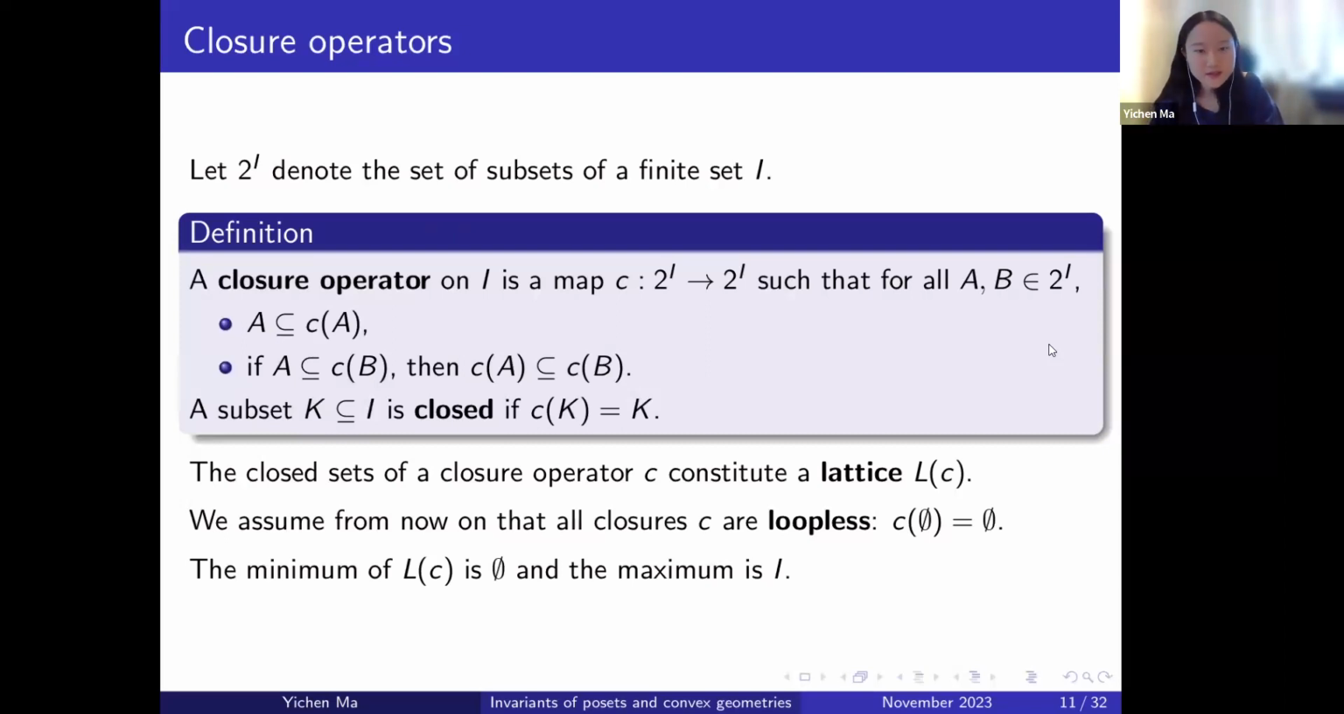So a nice thing about a closure operator is that the closed sets of a closure operator constitute a lattice. And for the purpose of our talk, we assume all the closures are loopless, which means the closure of the empty set is just the empty set. So we have a little information about the lattice. We know the minimal element is the empty set and the maximum element is I. So in general, we don't know what happens on the lattice, but in the setting of some well-known closure operators, for example, matroids, convex geometries, and posets, we know many nice facts about the lattice.